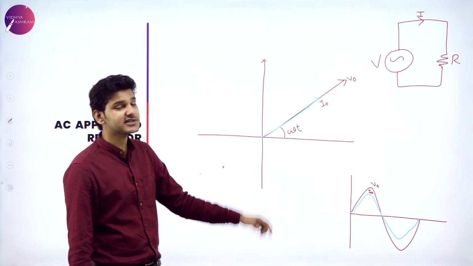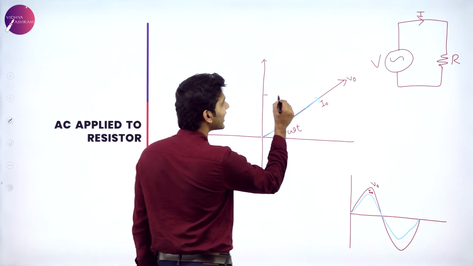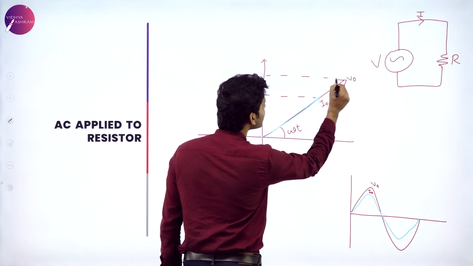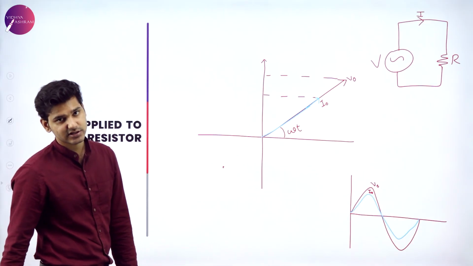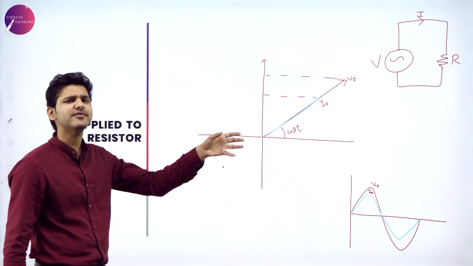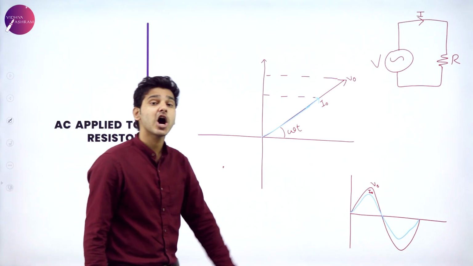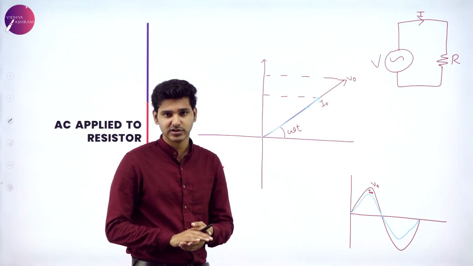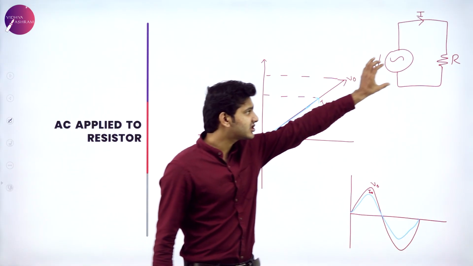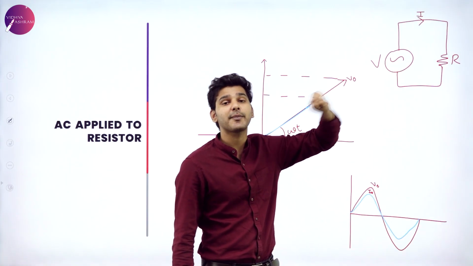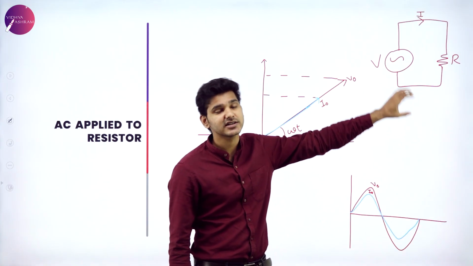The only difference is that their instantaneous values or simply their peak values are different. Other than that, both of them are in phase with each other. This is about a purely resistive circuit. Now we are going to change this resistor and put a capacitor, an inductor there.